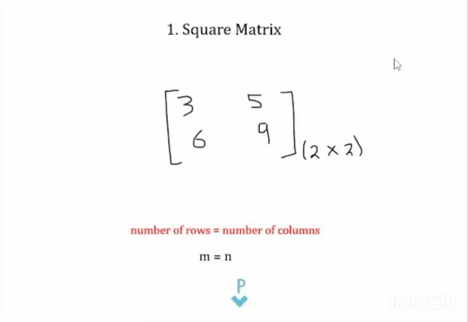The first one is the square matrix. A matrix where the number of rows is equal to the number of columns is called a square matrix. Here is a square matrix of order 2 by 2. You can see that there are 2 rows and 2 columns and the order is 2 by 2. Number of rows is equal to number of columns.